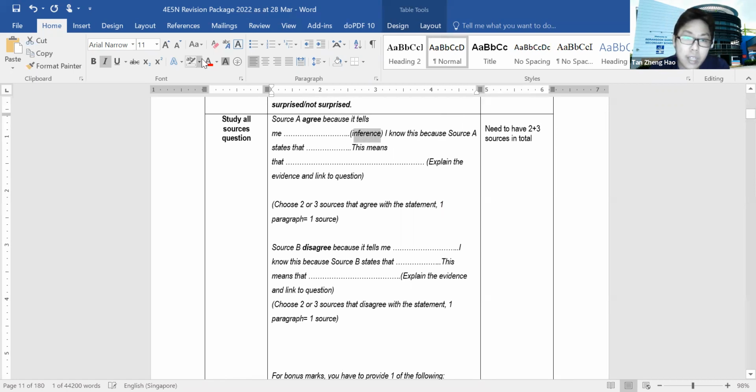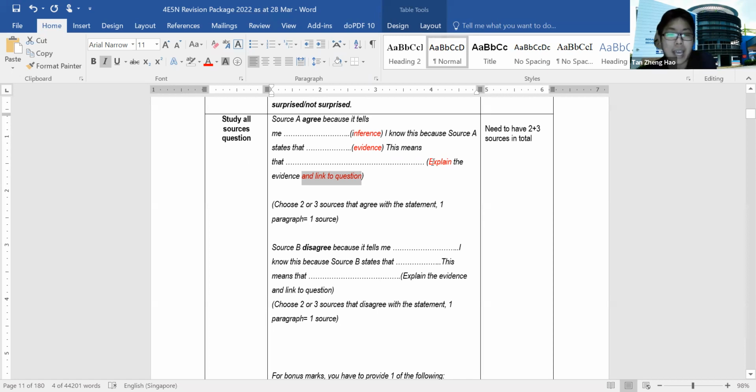And then every time I give an inference, you should know by now, I need to support my inference by giving evidence. Which line from source A tells you that the immigration is beneficial or not beneficial? And explain your evidence and link to the question. How does it show that the source, okay? So just now the statement is it has a positive impact on the country. So how does the source tell me it has a positive impact, or how does the source tell me it has a negative impact?